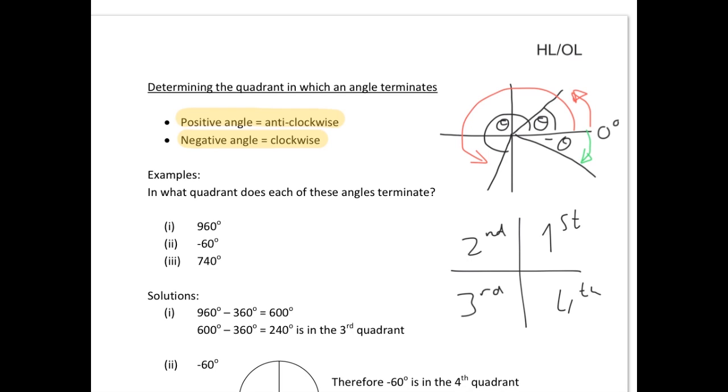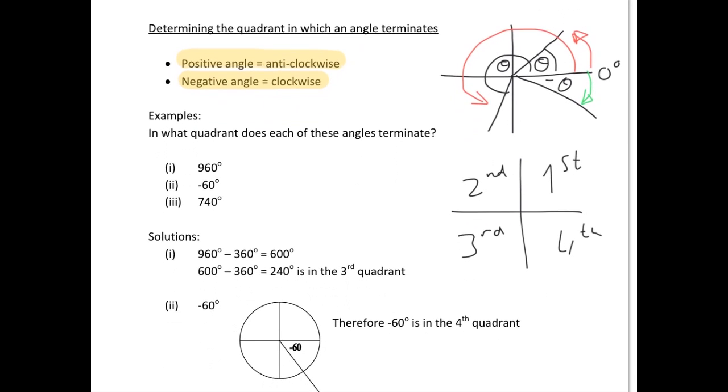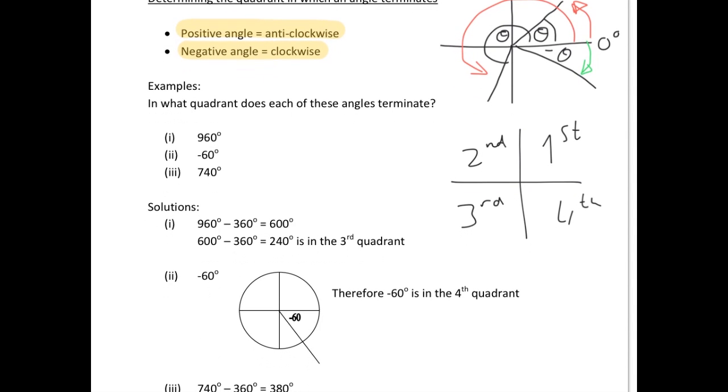So the first thing we want to do is get them in between 0 and 360 degrees, because if this is 0 degrees and 180 degrees, if we go around, we'll end up back at 360 degrees where we started. So we like to have our angles in between 0 and 360.